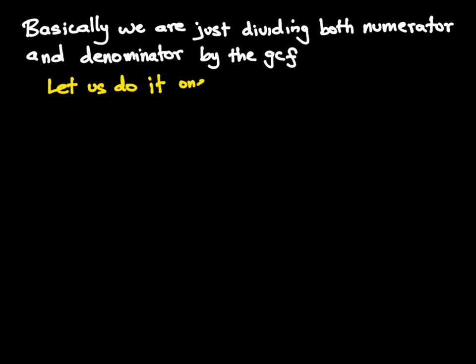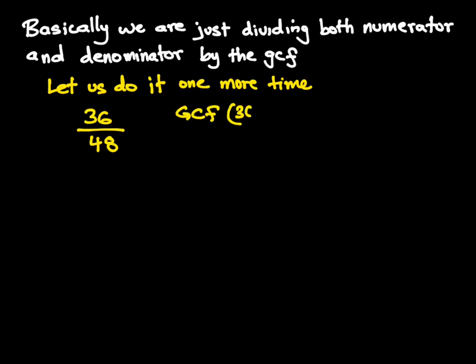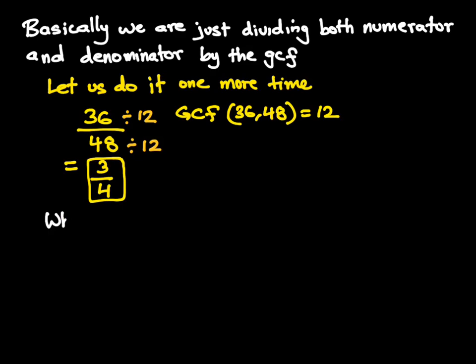Let's try bigger numbers, just to see how we are doing here. So we have 36 divided by 48. So we're going to find the GCF here. The GCF of 36 and 48, if you write all the factors, is going to be 12, right? And then once you divide both the numerator and the denominator by 12, you're going to get 3 divided by 4. Okay.